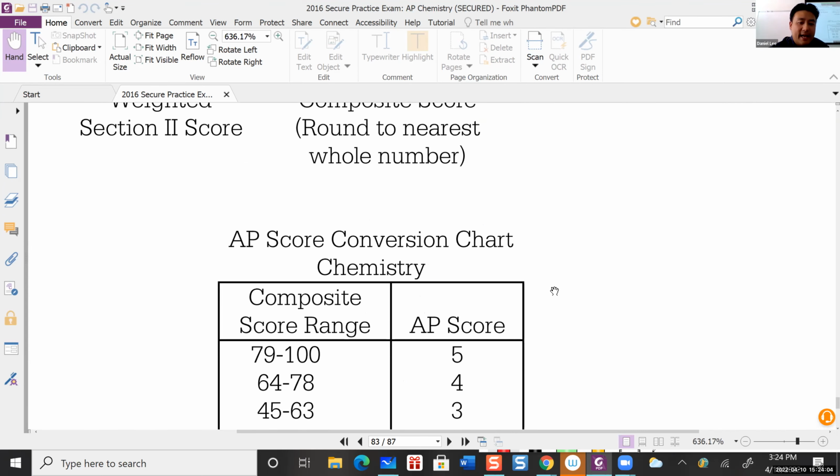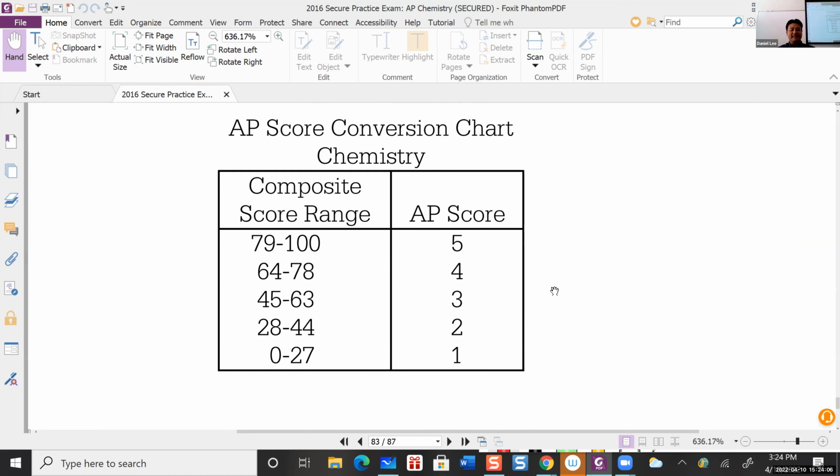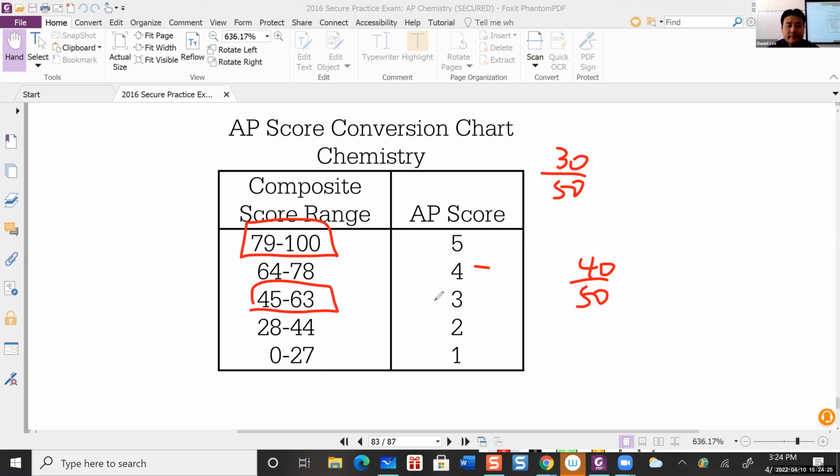If you are 79 to 100, that is a 5, yeah? And so let's say you got 30 out of 50 on the multiple choice, then you just double that. So that would be 60. So that means you're like a 3. If you got 40 out of 50, you double that, that'll be 80, right? So that means you're barely a 5. So for AP Chem, you're going for B plus, for example. Like 82 to 85 is usually a good 5, yeah? Okay, so that is the easiest way to estimate your actual score.